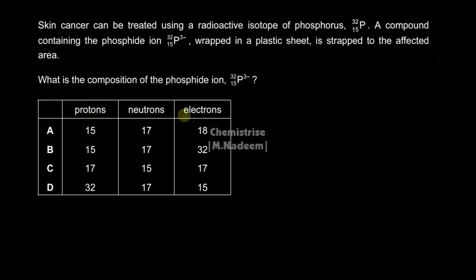In the next question, we have a P3 negative ion, and we have to find how many protons, neutrons and electrons are present in it. It's clear from this ion that it has 15 protons, so answer can be either A or B. Neutrons are 32 minus 15, that is 17. And electrons: 3 negative means it has 3 more electrons than protons. Protons are 15, 3 more electrons makes 18, so answer is A.